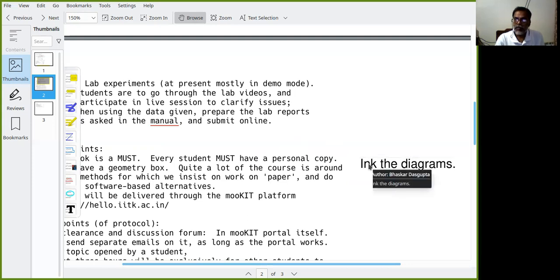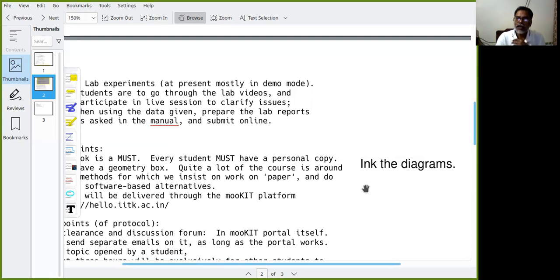But that is not very difficult. I mean, you can take your normal pen and darken the important lines and curves a little nicely so that in the scan it is not lost. And try to use a good scanning application so that the final viewer can make sense of it.